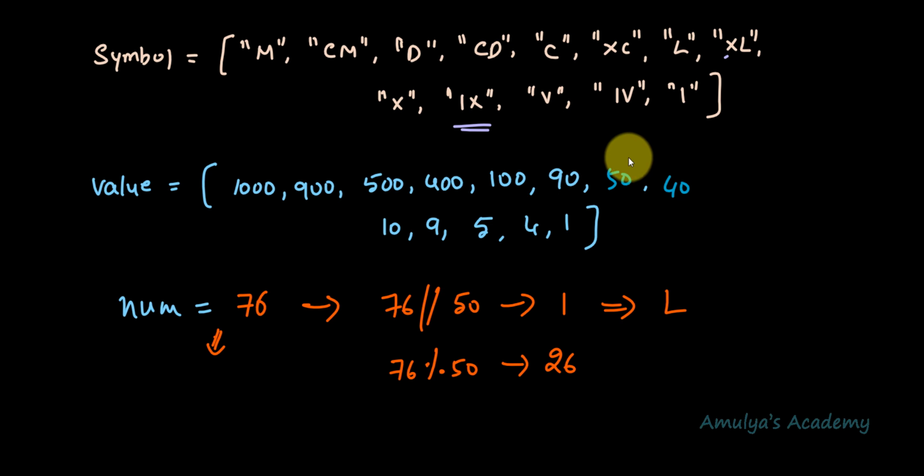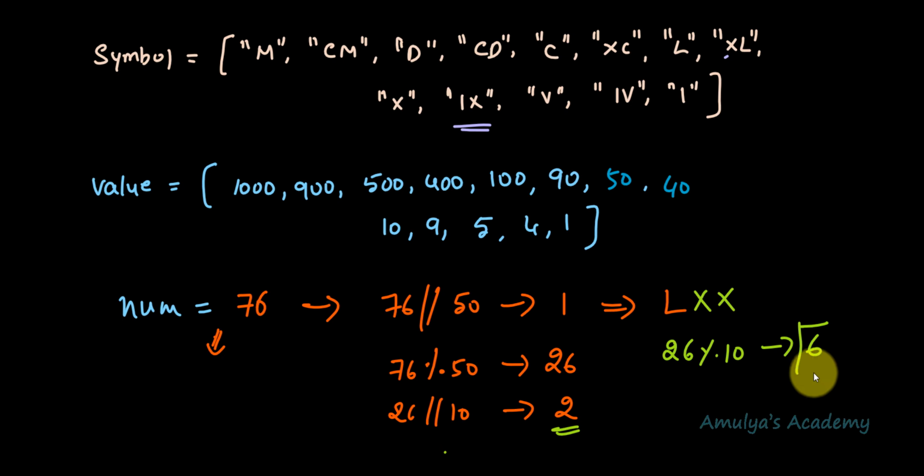Here 26 comes between 40 and 10, and in that the smallest value is 10. So when I divide 26 by 10, I'll get 2. 26 divided by 10, I will get 2.6. So we are performing the integer division, so I'll get 2. That means I need to represent 10 2 times. So 10 is like this, XX. So we'll get LXX. So now in this 26, 20 is represented in the Roman number. Now 6 is left, right? So to get that, I'll perform modulus operation on 26. 26 modulus 10, I'll get 6. Now this is our num value.